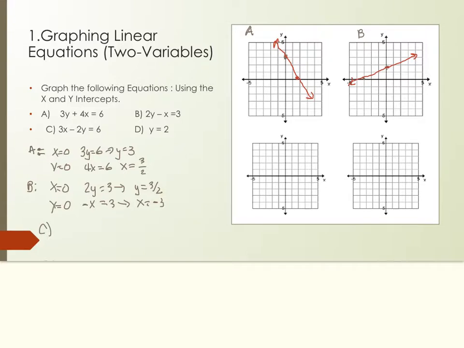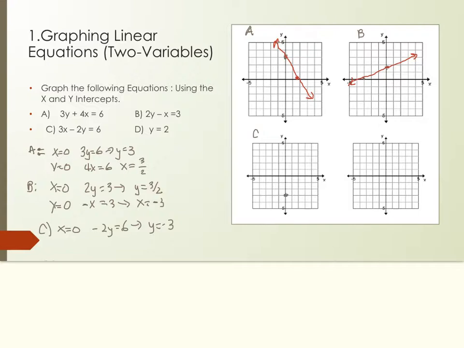So for C, I'm going to let x equal 0 to find my y-intercept. I get minus 2y is equal to 6, so y is equal to minus 3. So this is going to be C. Y is minus 3, which is right here.